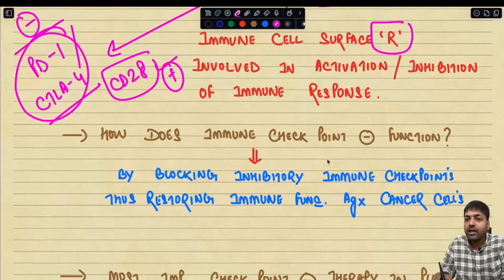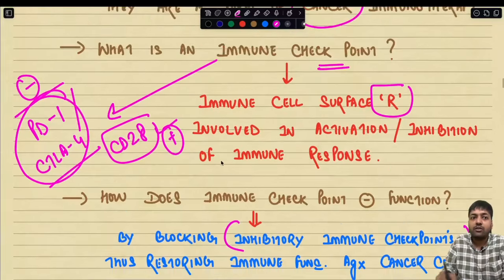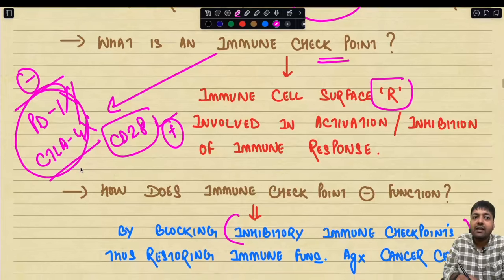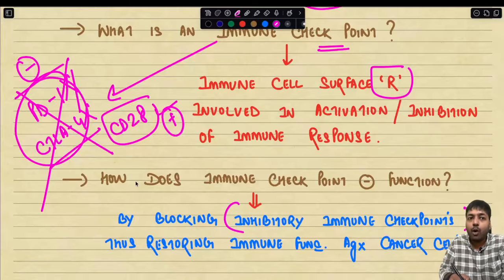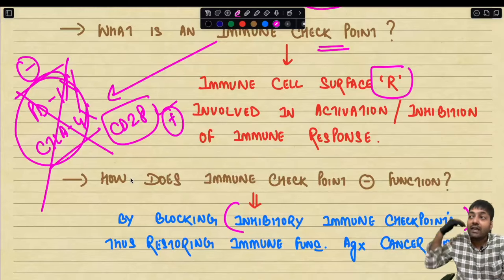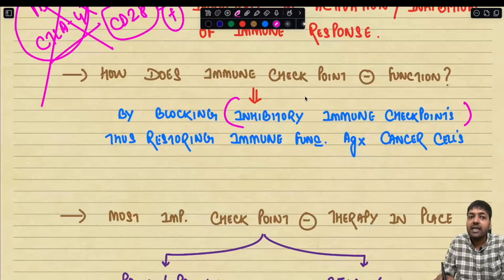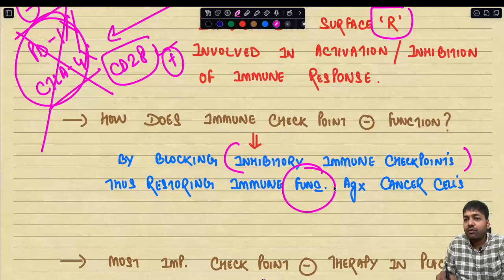How does an immune checkpoint inhibitor function? They function by blocking the inhibitory immune checkpoints. PD1 and CTLA4 are inhibitory because they inhibit T cell activation. If we block these receptors, that is going to lead to increased T cell activation, thus restoring the immune function against cancer cells.